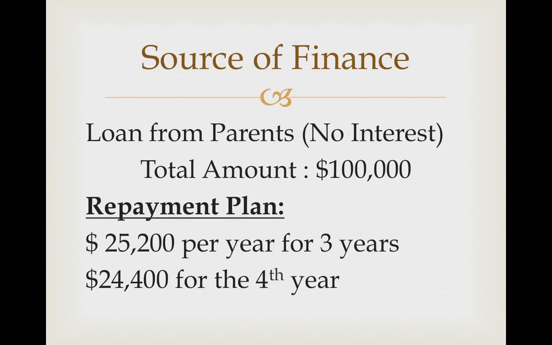The source of finance, which will mainly be from our parents, will have a repayment plan of $25,200 per year for the first 3 years, and then the last year of $24,400 for the fourth year, which is the final payment.